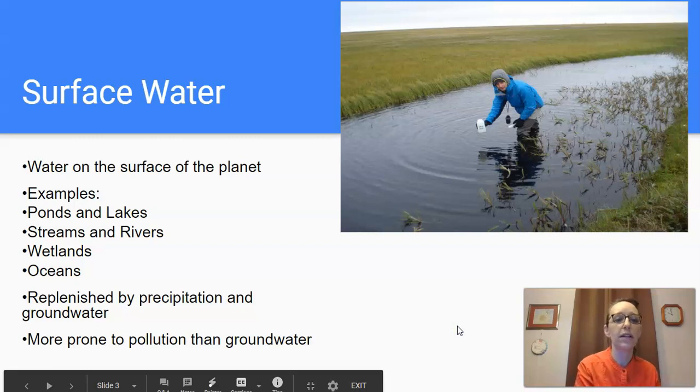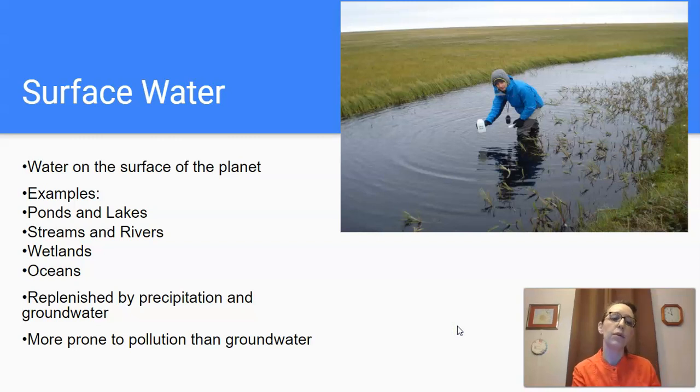So surface water is water on the surface of the planet, and we're looking at ponds and lakes, streams and rivers, wetlands, oceans. It's replenished by precipitation and groundwater, and more prone to pollution than groundwater. So surface water is all the things that we see around us.